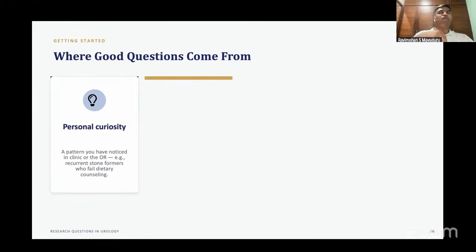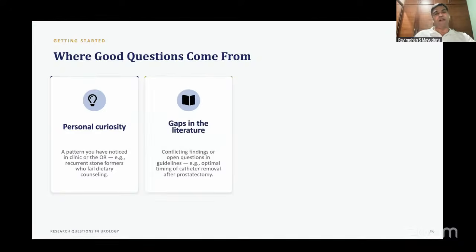If your senior tells you to do something and you don't question it, you will never come out with a research question. So if you have noticed a pattern in your clinic or OR, like recurrent stone formers who fail dietary counseling, why do they fail? This question would then lead to researching what factors are responsible. Once you develop a curiosity, it is essential that you go into the literature, because people may already have studied that. Find out what has been studied, so that your knowledge is clarified, and then you see what the gaps are.